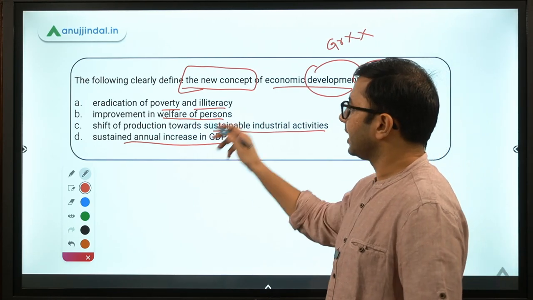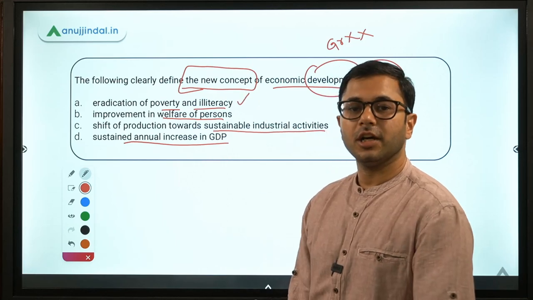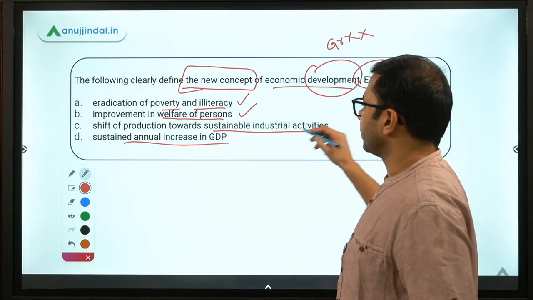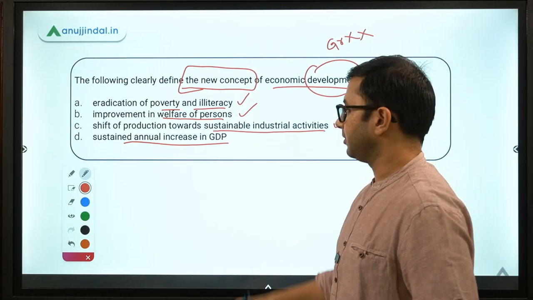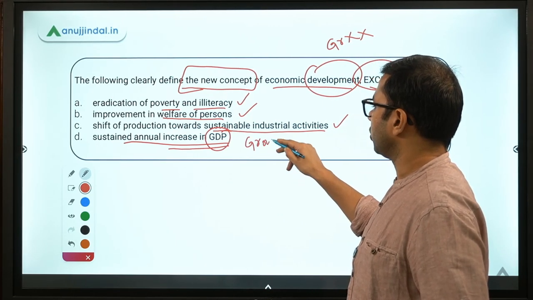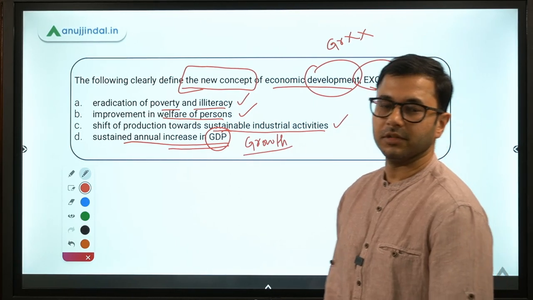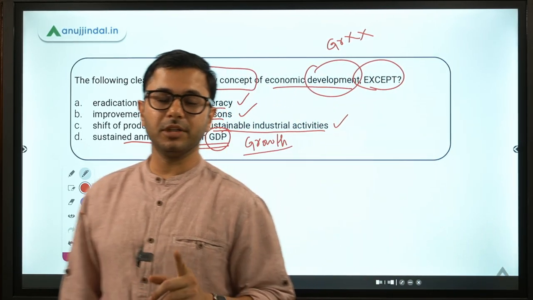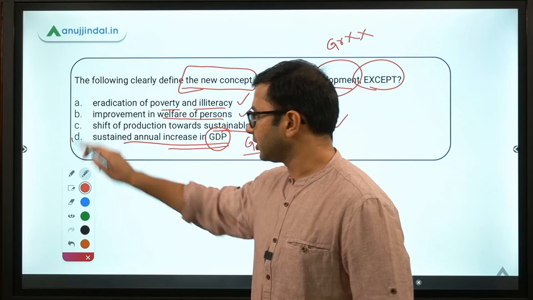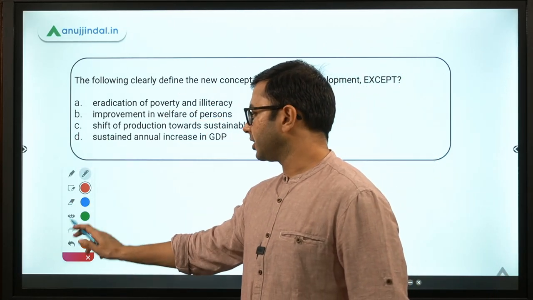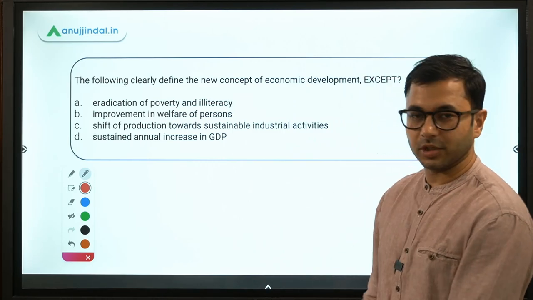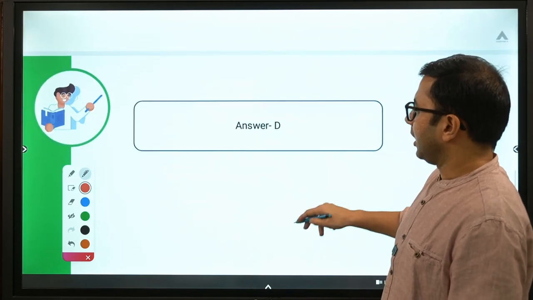Okay. Eradication of poverty and illiteracy. Yes, a measure of development. Welfare. Yes, a measure of development. Shift of production towards sustainable activity. Yes, a measure of development. Sustained annual increase in GDP. It's a measure of growth and not a measure of development. Okay, I hope this is clear. So our answer in this case is option D. It is not a measure of the new definition of development, or you can say any definition of development. It is a measurement of growth. Okay, answer option is D.